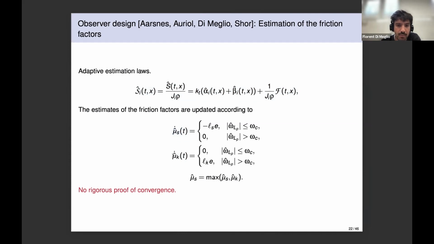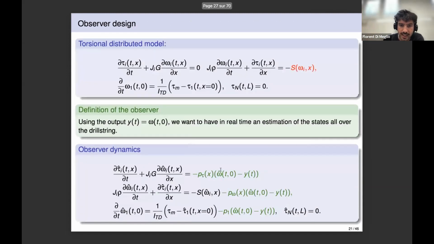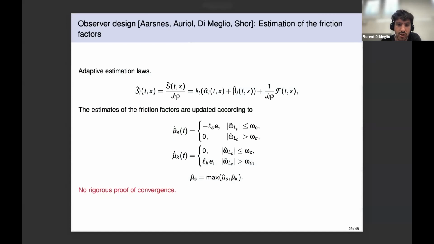You remember that mu s and mu k were my static and kinematic friction factors, and what we do here is we build estimates of these two that we continuously update over time using a differential equation for mu s and for mu k. And this E here is the difference between the topside velocity as estimated by my model and the current measurement. So E is exactly this term that is in brackets right here. So most of this idea basically consists in just comparing how fast my model thinks it's spinning with how fast the actual measurement is spinning, and trying to correct the estimation of the kinematic and static friction factors based on this.